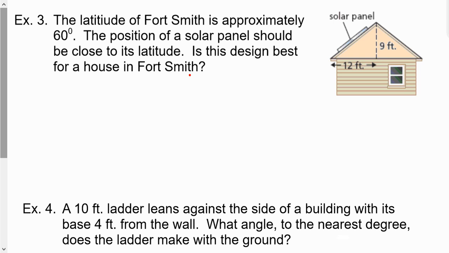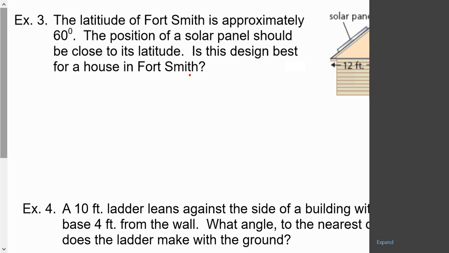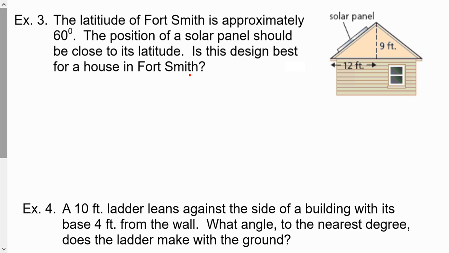So let's look at how this can be used, some problem solving with this. Here we have the latitude of Fort Smith is approximately 60 degrees. The position of a solar panel should be close to its latitude. So that's hoping, meaning that hopefully the solar panel is propped up to an angle of 60 degrees. But we don't know that yet. Is this the best design for a house in Fort Smith? We want to make sure that the sun is coming down and hitting this solar panel at an angle of 60 degrees.